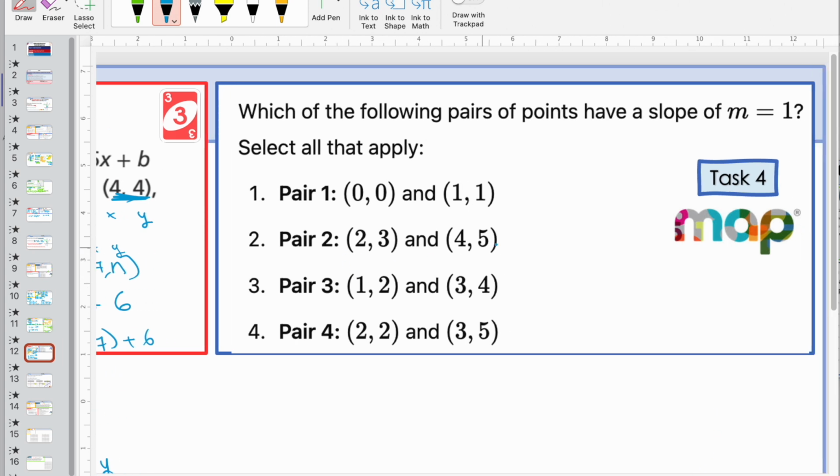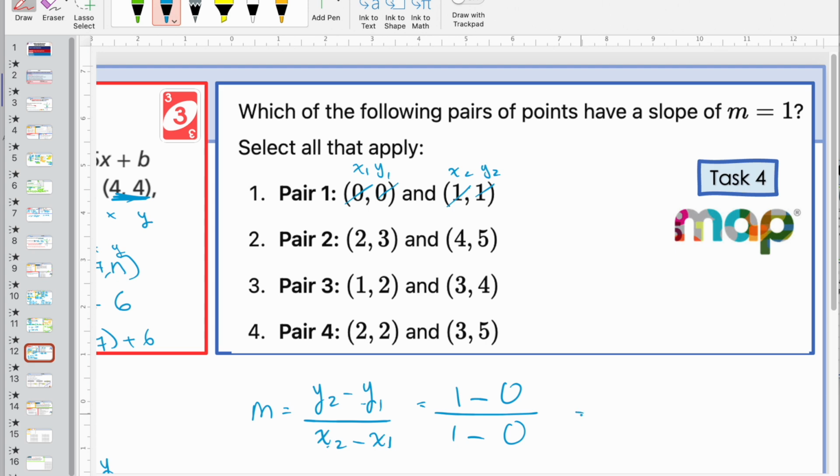So let's see this question. Which of the following pair of points have a slope of m equals 1? Just find it using the equation. m equals y2 minus y1 over x2 minus x1. So this is x1, y1, x2, y2. Let's do it. What is y2? It's 1 minus what is y1? It's 0, over what is x2? It's 1 minus what is x1? It's 0. 1 minus 0 is 1. 1 divided by 1 is 1. So this point is correct.